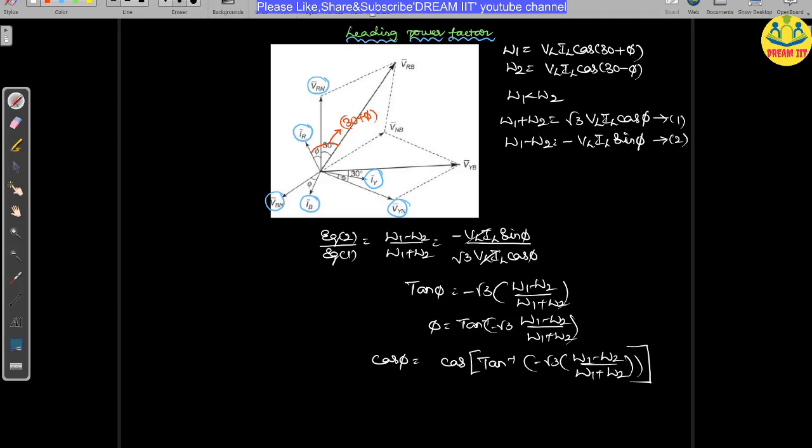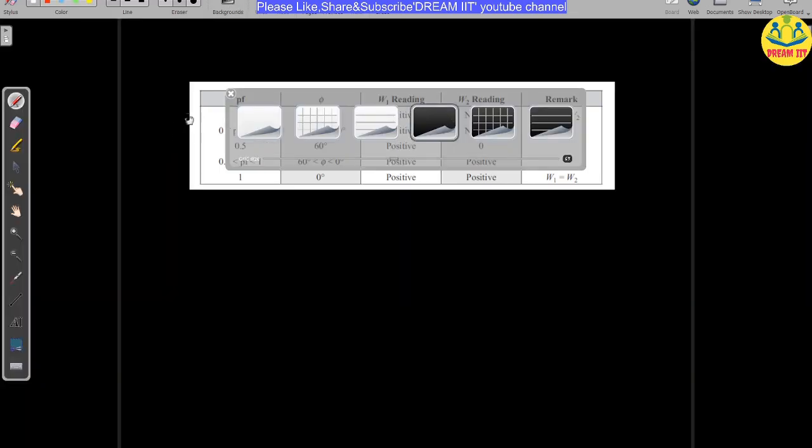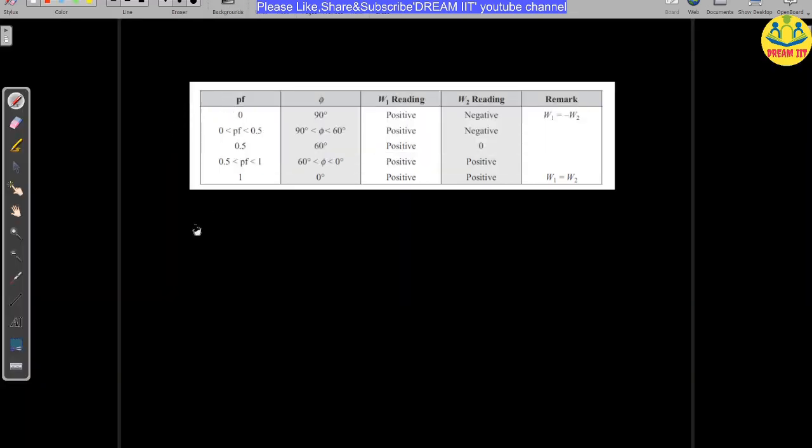If you see these cases, this is another case here. Whenever you have cases like this, see the power factor range. When the power factor is 0, what is phi? Phi will become 90, right? Power factor is 0 means cos 90 becomes 0, and the W1 reading is a positive value while the W2 reading is a negative value. So what is the remark? We can write W1 is equal to minus W2.